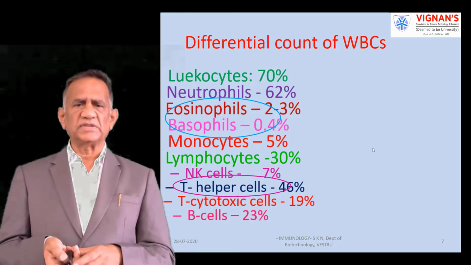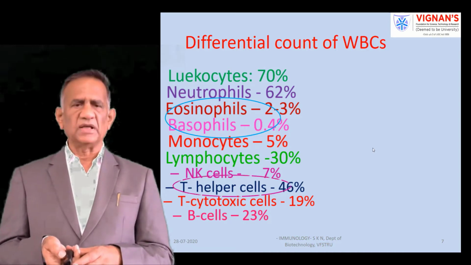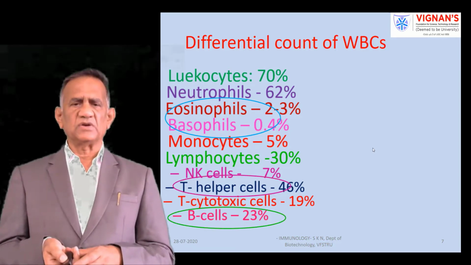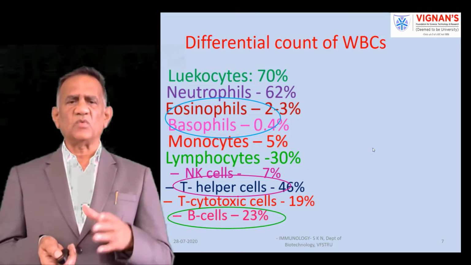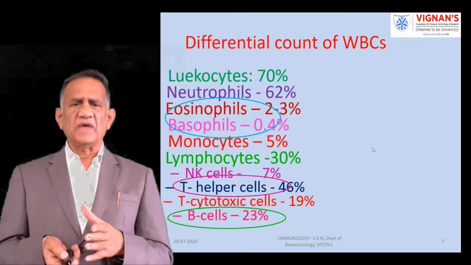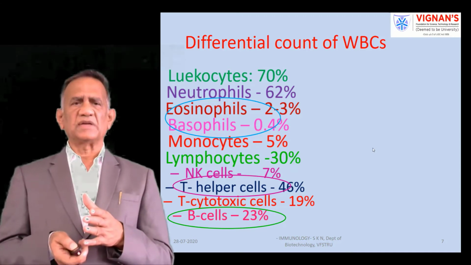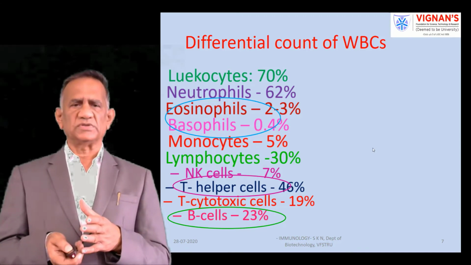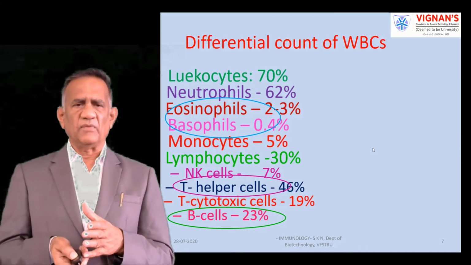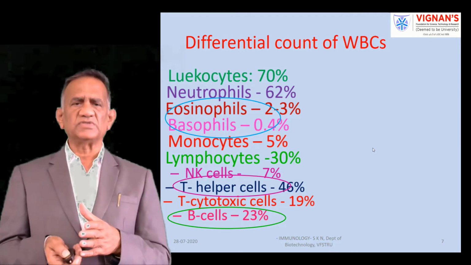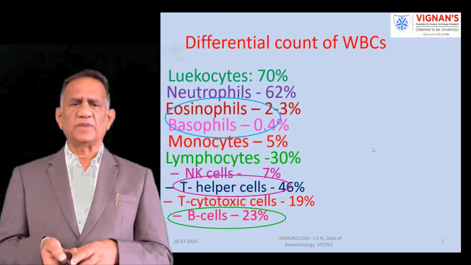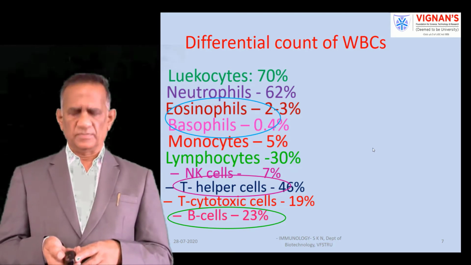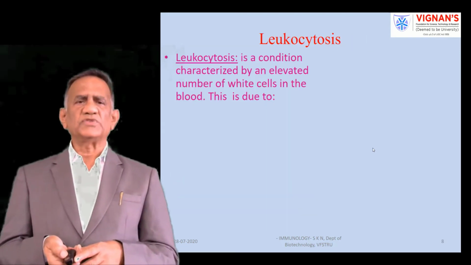Next, T helper cells are the maximum in number, 46%, and B cells are around 23%. So these are all the differential count. If the doctor wants to know whether we are having granulocytosis, then the doctor will go through the leukocytosis. And if you are having any other type of blood cancer, the doctor will look into this lymphocyte population. Okay.